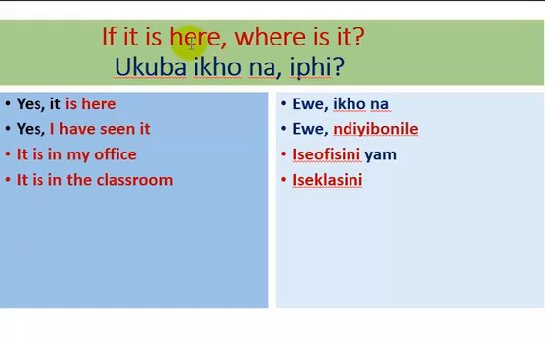And we ask the question, if it is here, then where is it? Ukuba ikona. Ukuba, if ikona, it is here. EP, where is it? First of all, then the response that it is in fact here. Ewe ikona. I have seen it. Ewe ndi yi bonile. I it have seen. Ndi yi bonile. It is in my office. I se officini yam. It is in the classroom. I se classini.